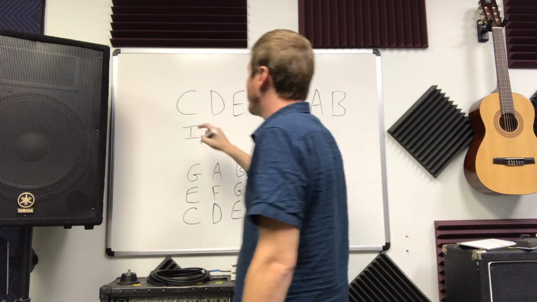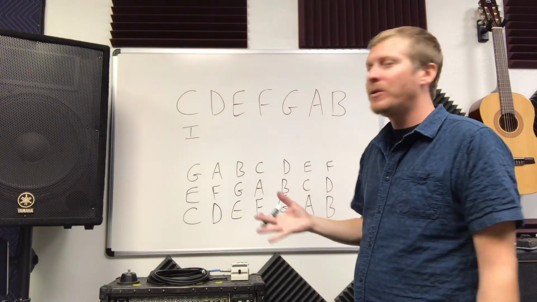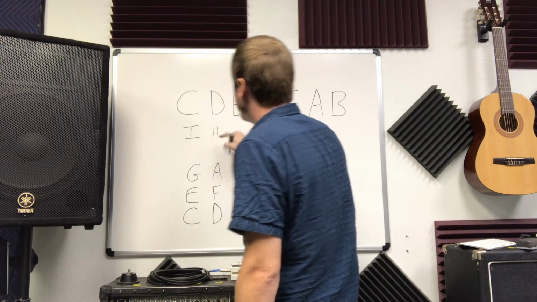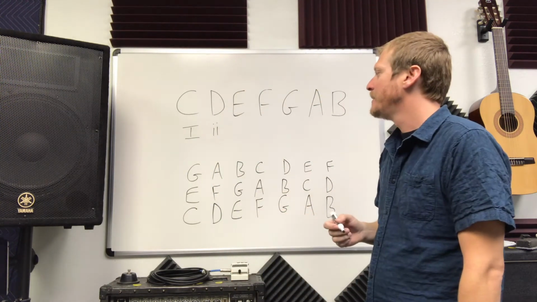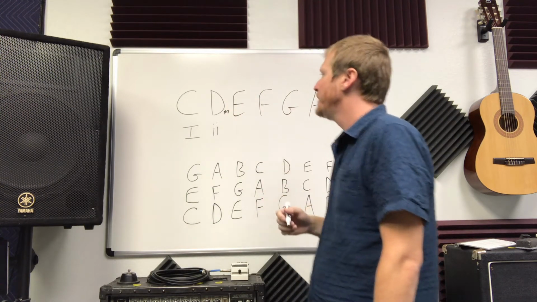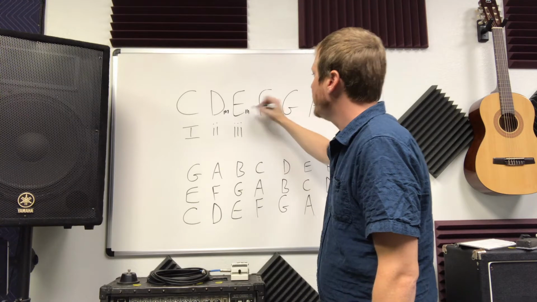So the formula is going to mean this. The 1 chord is a major. So we just put a Roman numeral 1, and that means the 1 chord is a major triad. Then the 2 chord is minor, so we draw it lowercase. That's actually going to be D minor, so we're going to turn that into D minor. The 3 chord is also minor, so we're going to call that E minor, okay?